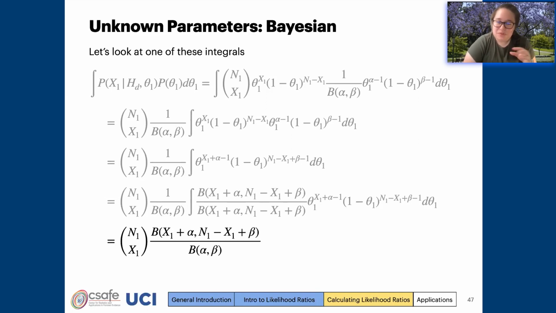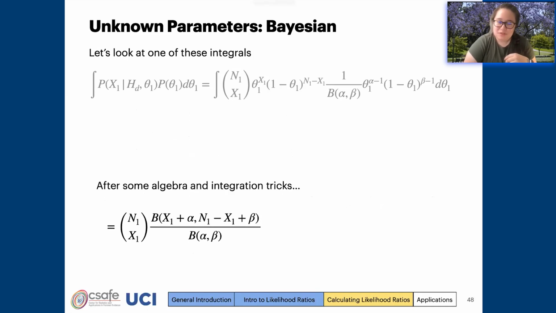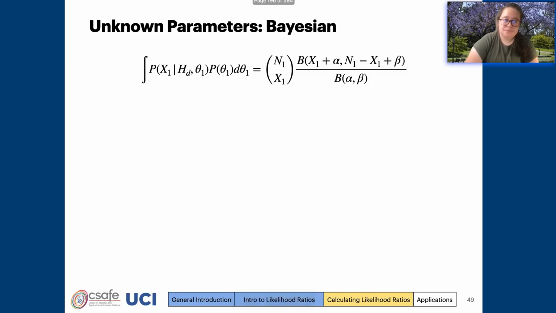But we won't go through each line of this. I'll just say after some algebra and integration tricks, we end up with this formula. And though this still doesn't look super friendly to the eye, this is actually much easier to work with than this integral on the top line. We have everything in here, something that we know. We know n1, we know x1. And remember, we have these beta functions that are easy to calculate with these known inputs. So this is the integral that we had in the formula that we got on the previous slide.